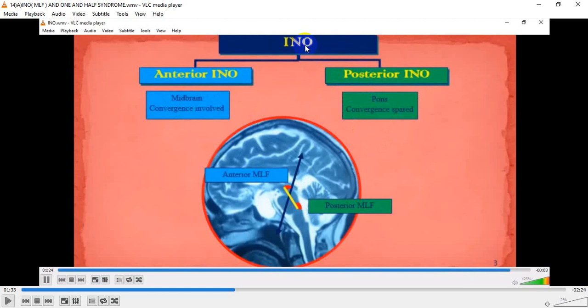So if you get an INO with convergence present, it means in a posterior INO, convergence will be spared. And if convergence is involved, then it is more in favor of an anterior INO, meaning a lesion in the upper part of the midbrain. Because convergence is due to what we call the convergence center, which is present in the midbrain.